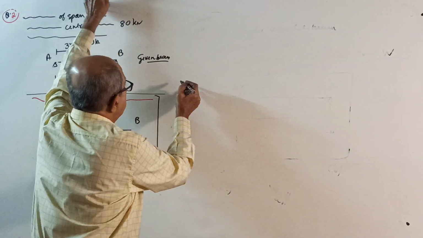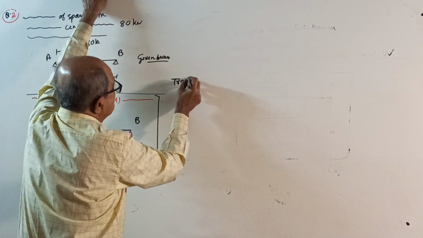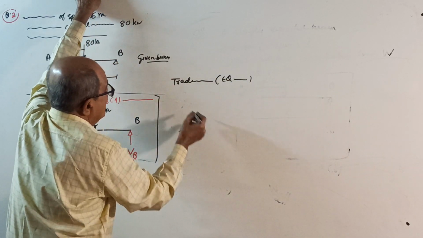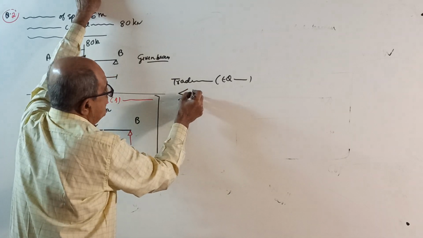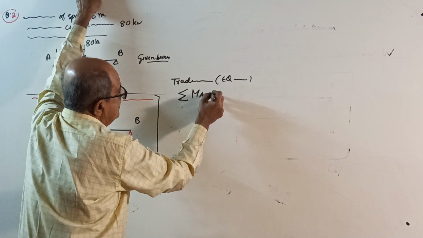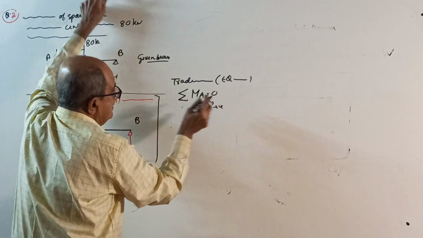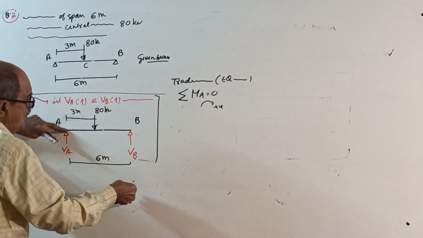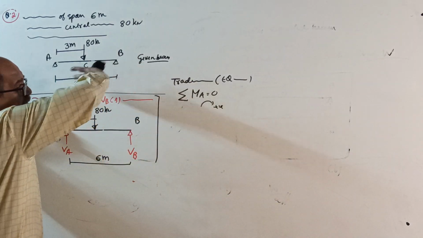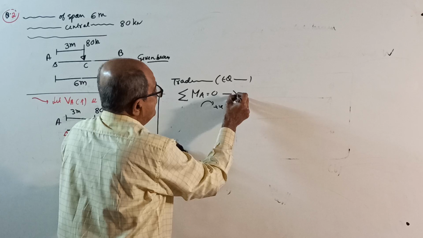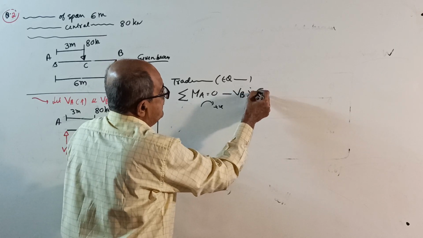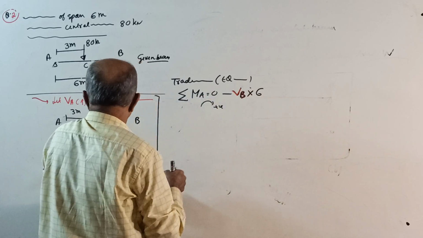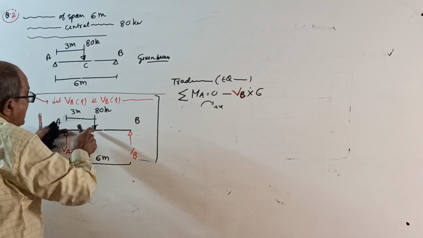First do one thing. First you do the traditional solution, that is by using equilibrium conditions. Okay, start. Sigma M about A equal to 0, take clockwise positive. Algebraic sum of moment about the point A equal to 0. VA into 0, VB into 6 anti-clockwise, so minus VB into 6, plus 80 into 3 equal to 0.